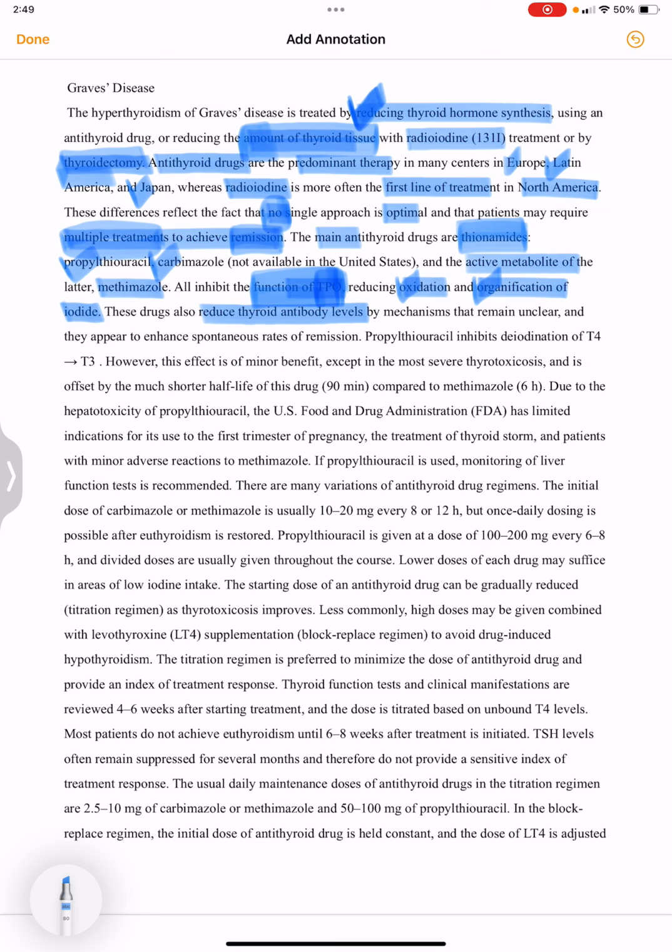Propylthiouracil also inhibits deiodination of T4 to T3, but this effect is of minor benefit except in the most severe thyrotoxicosis, and this is offset by the much shorter half-life of this drug. Propylthiouracil has a half-life of 90 minutes, compared to methimazole, whose half-life is 6 hours.